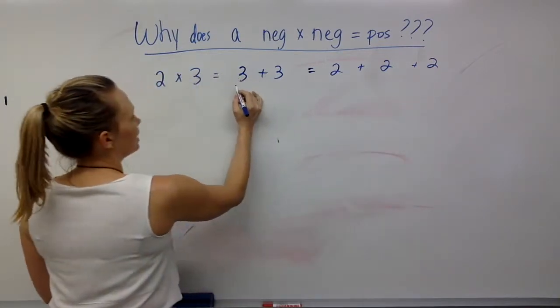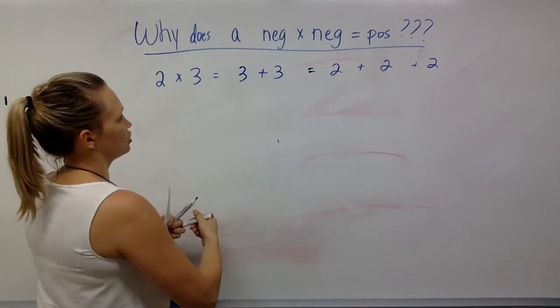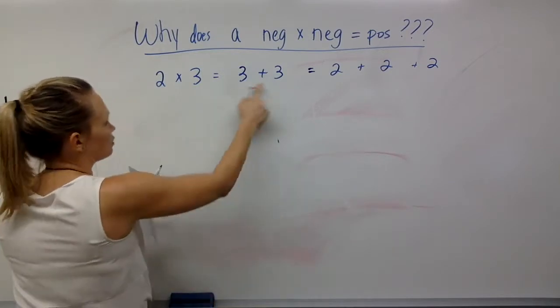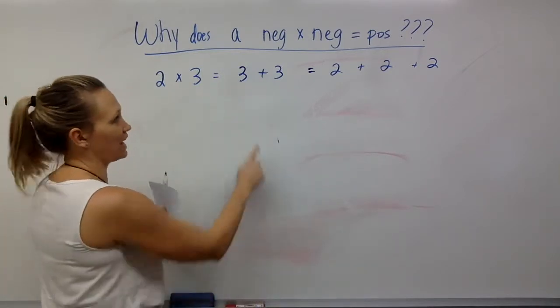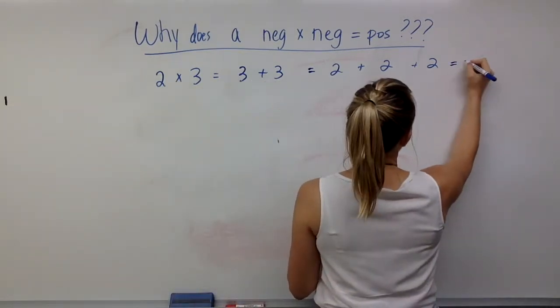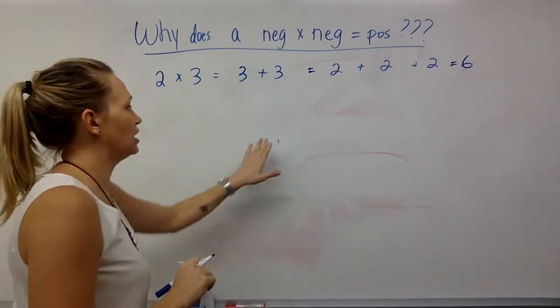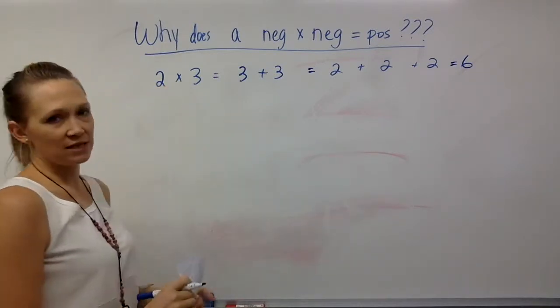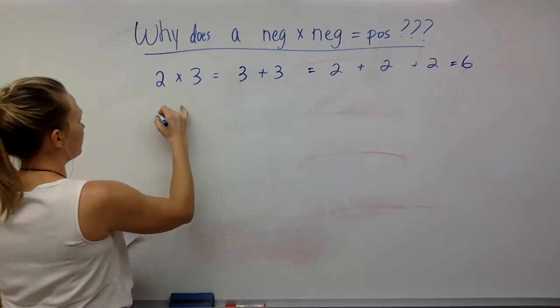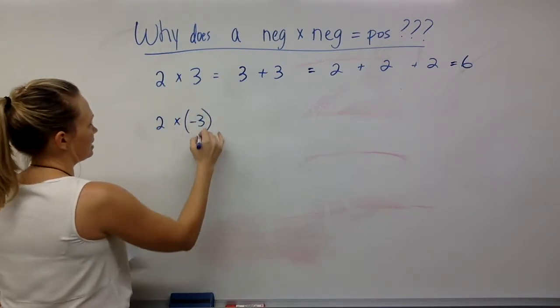Either way, if we do 3 plus 3, or 2 plus 2 plus 2, what's the answer going to be both times? Hope you got 6, okay? So we know that however we think about this repeated addition, the answer is a positive number. We had 2 positive numbers to start with. Okay, what if I take the opposite of the second number, and I say 2 times negative 3?